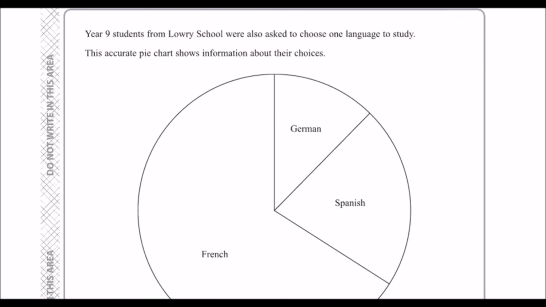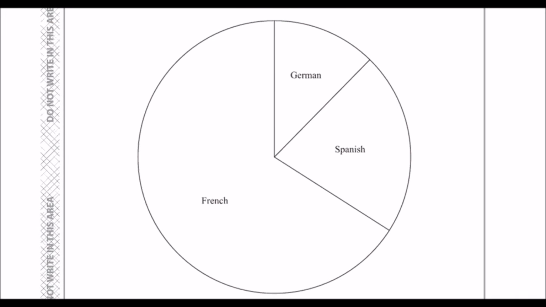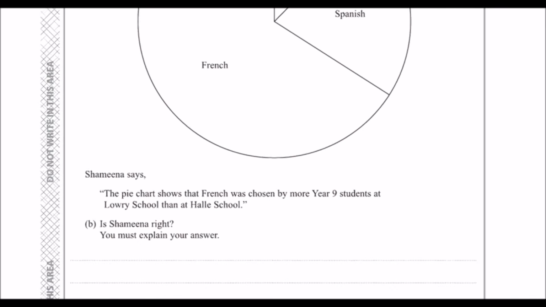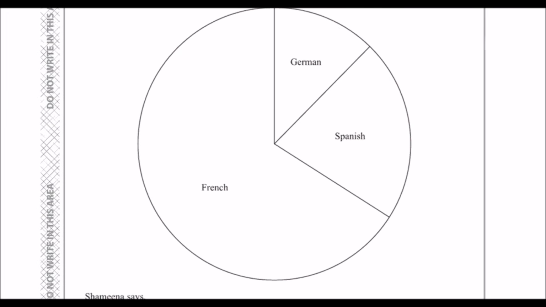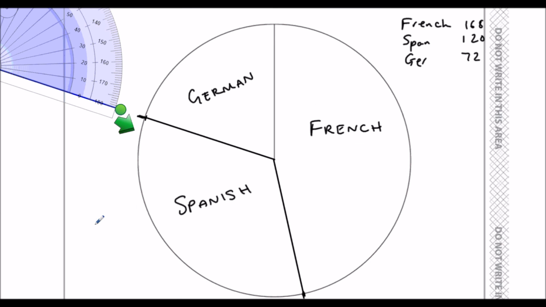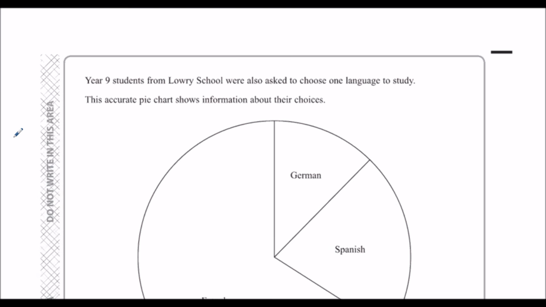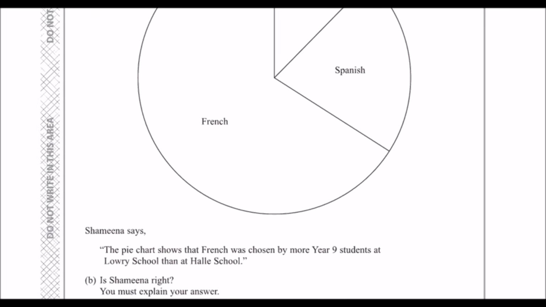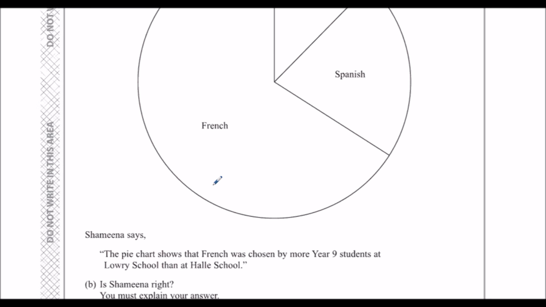Okay, Year 9 students from Lowry School were also asked to choose one language to study. This accurate pie chart shows information about their choices. So we've got French, German, and Spanish again. And we can compare that to our one. Shamina says the pie chart shows that French was chosen by more Year 9 students at Lowry School, the second one, than at Halley School, the first one.